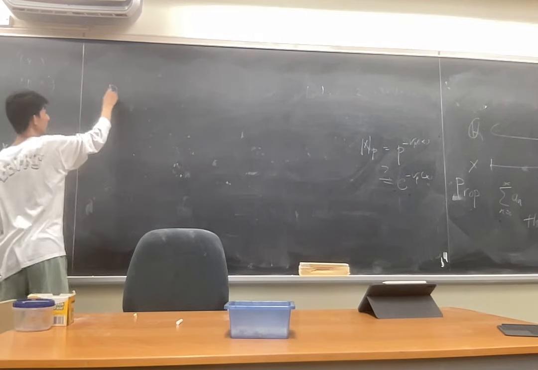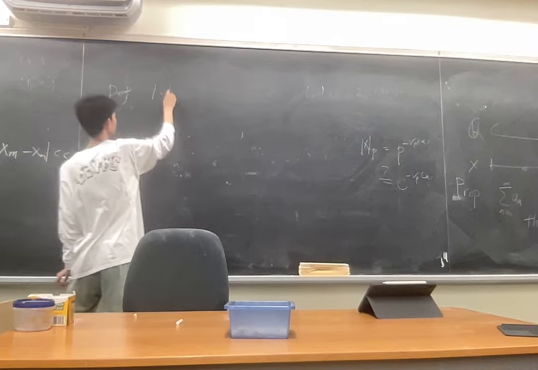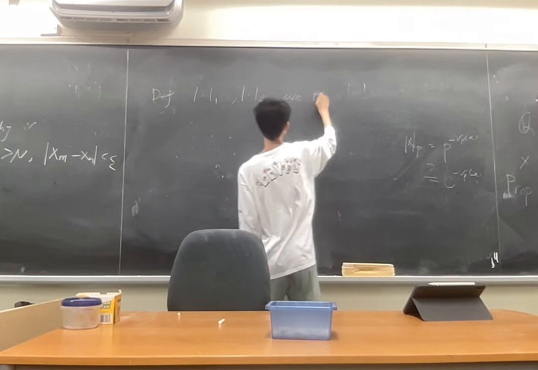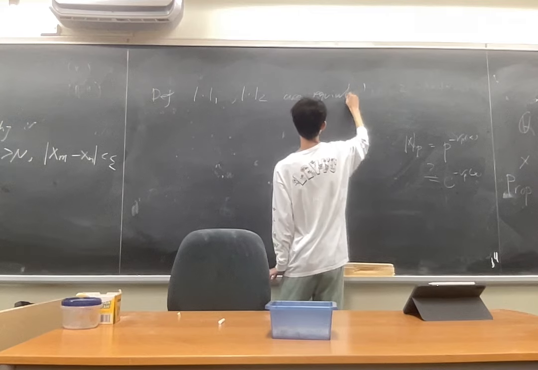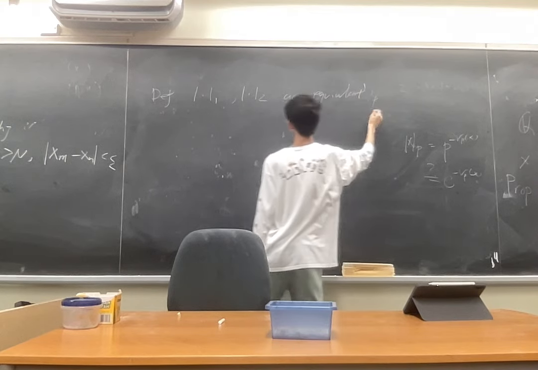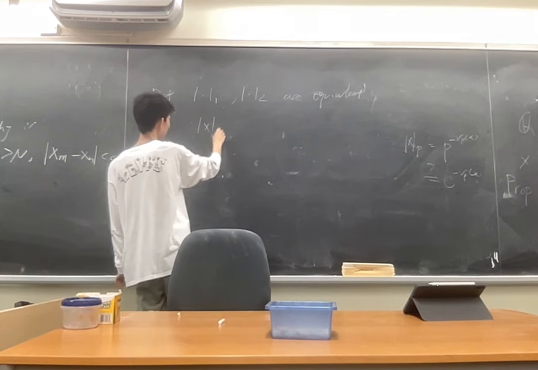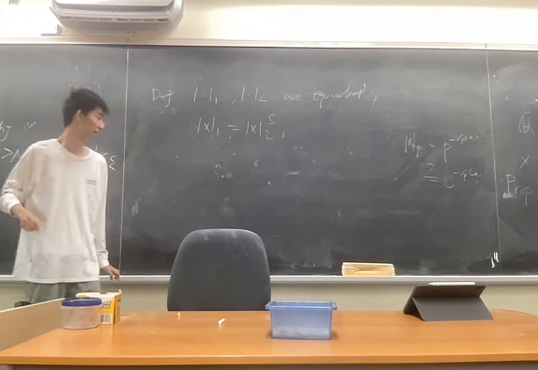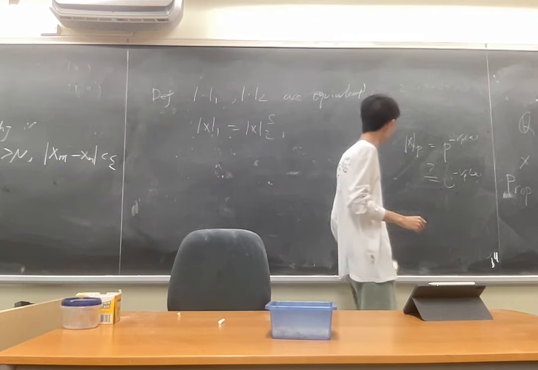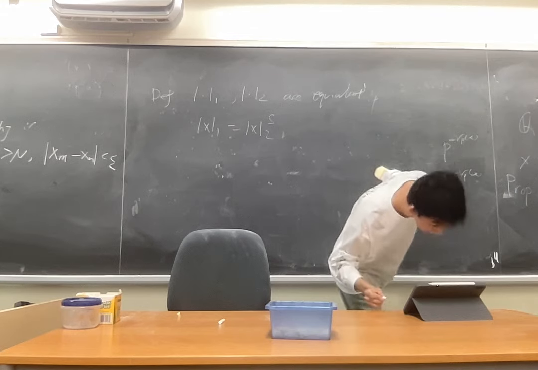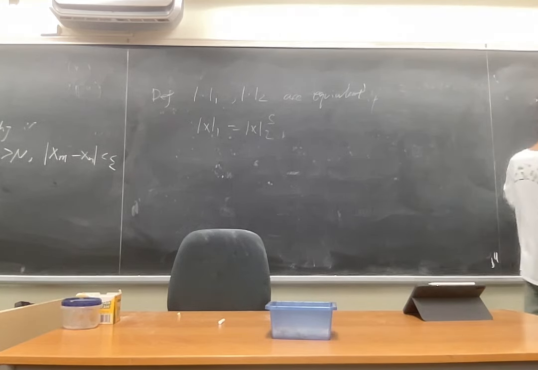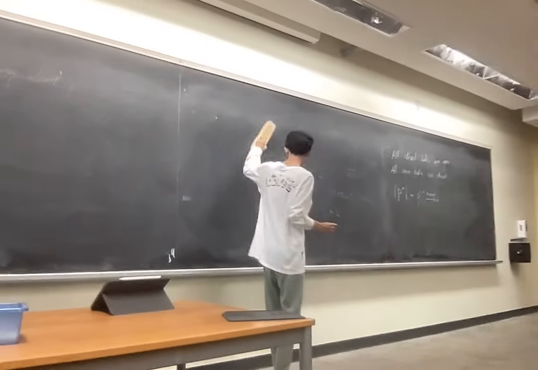But the definition is, two absolute values are equivalent if the first absolute value is just the second absolute value to some exponent s. I'm not proving the theorem, I'm just claiming the theorem at this point. I think we are running out of time. And I also want to mention Hensel's lemma, and I want to talk about why it's useful. We spent like an hour on this random thing.